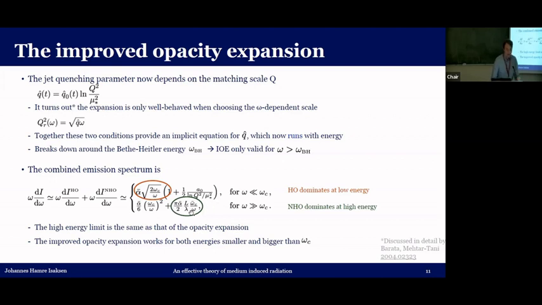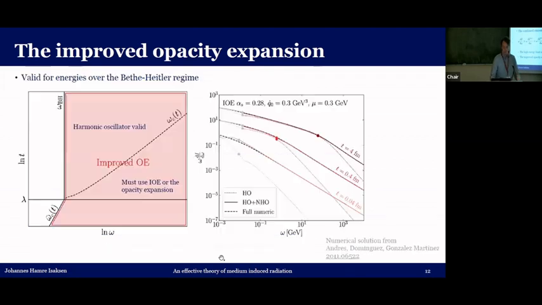And it's also interesting to note that this term here is just the same high energy limit as the opacity expansion that we talked about before. So how does this look on this plane? We can draw it like this. In this area, for energies lower than omega c, the harmonic oscillator is valid. However, in this high energy regime, you have to use the improved opacity expansion or the opacity expansion, because they go to the same formula here.